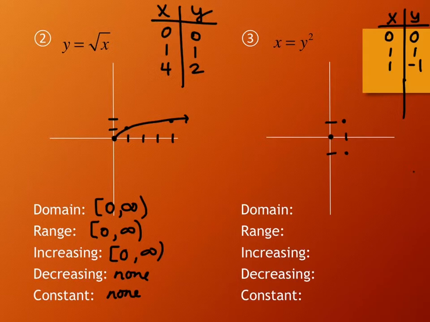We need 5 points on this one. So I'm going to do 2 and negative 2. So if y is 2, what would x be? What would it be? 4. And if y is negative 2, what would x be? Also 4, right? So my other 2 ordered pairs are 4, 2, and 4, negative 2.